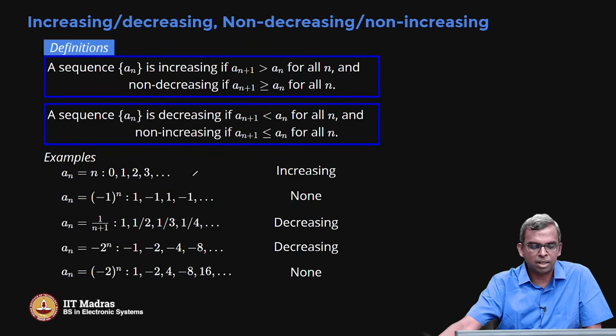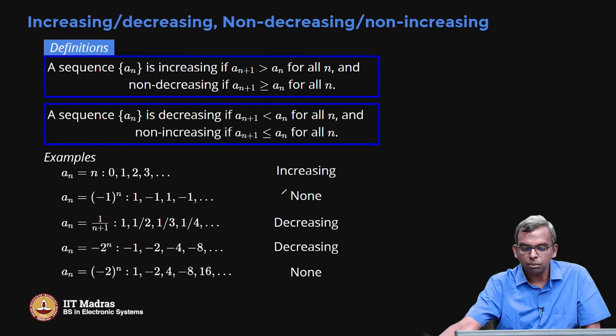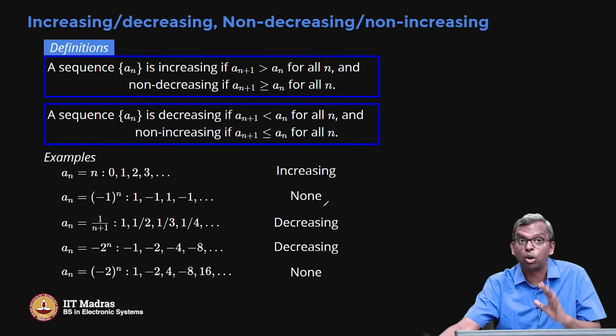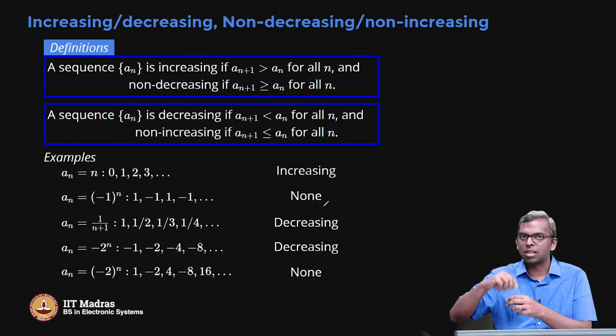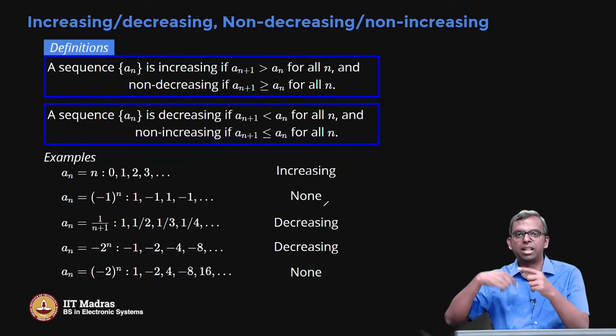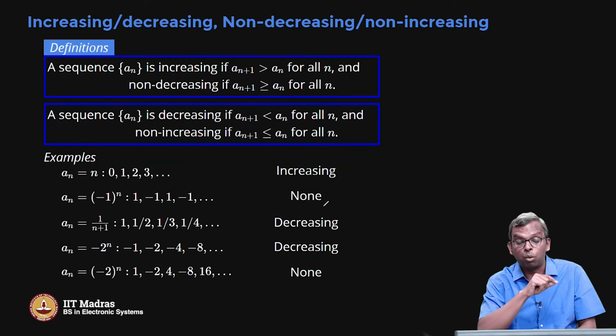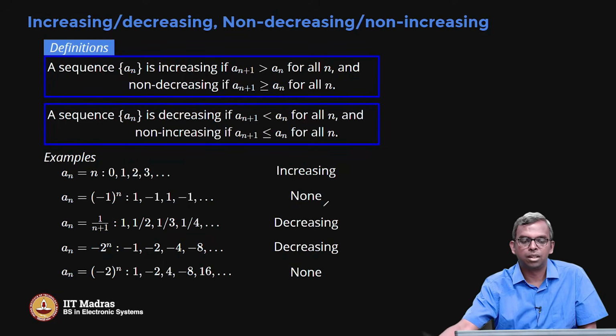The natural number sequence is an increasing sequence. The minus 1 power n, the alternating sequence, is none. It's not a monotonic sequence. Why is it not a monotonic sequence? It decreases from 1 to minus 1 and then increases from minus 1 to 1. It keeps on decreasing, increasing, decreasing, increasing. It's not a monotonic behavior. So, you can't say it's an increasing or decreasing sequence.